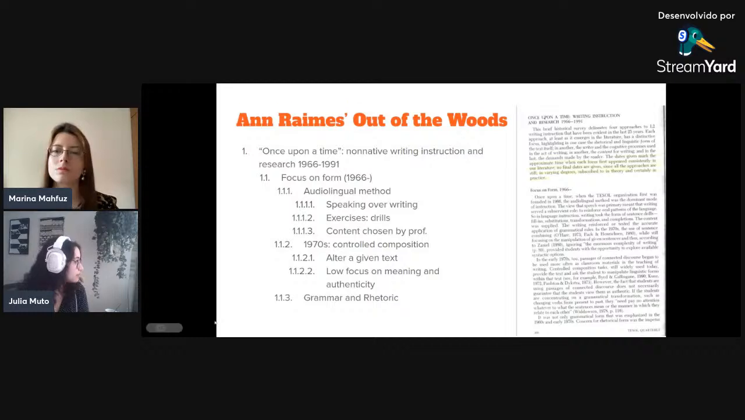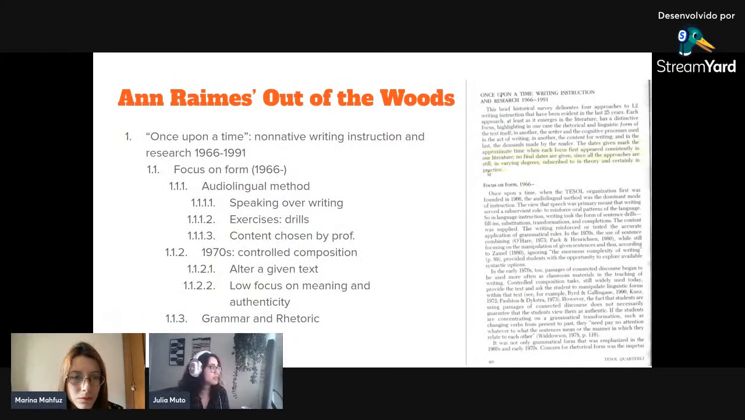So this was the example of an outline we showed you before, about this text, Out of the Woods. And what we want to bring attention to is this use of headings and subheadings, and then subheadings of the subheadings. Creating this hierarchy makes it easier to understand the relationship between the parts. So I know that everything after 1 point something is about non-native writing instruction and research in these years. I know everything that starts with 1.1 is about this focus on form.